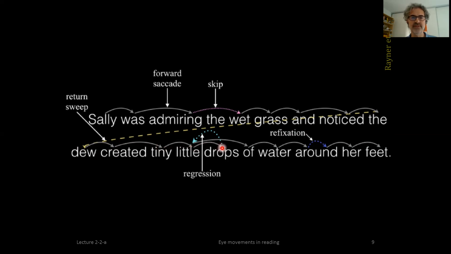Sometimes, as you must have noticed in the videos, you can go back and look at them again, there are regressions. Regressions are saccades to previous words. It doesn't have to be the immediately previous word. You will see regressions that are further back in the sentence or further back sometimes in the passage. There is also the possibility of refixation. This is another fixation on the same word, and you will see plenty of refixations, especially on longer words.